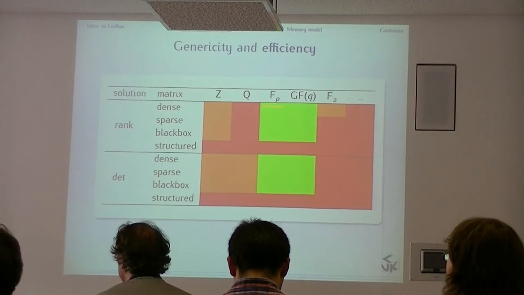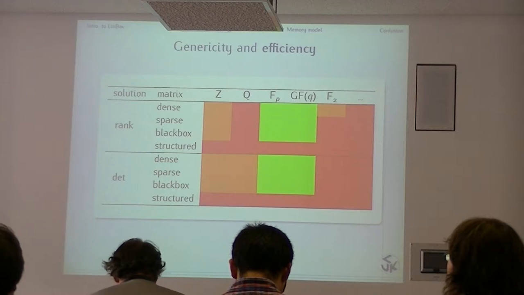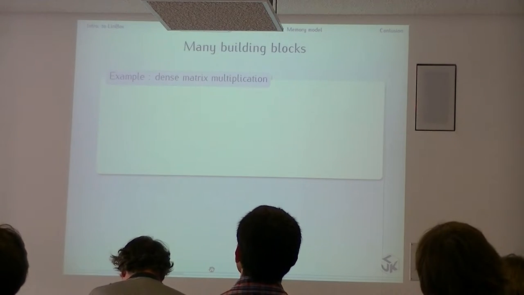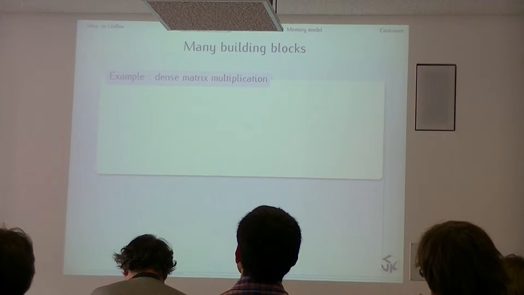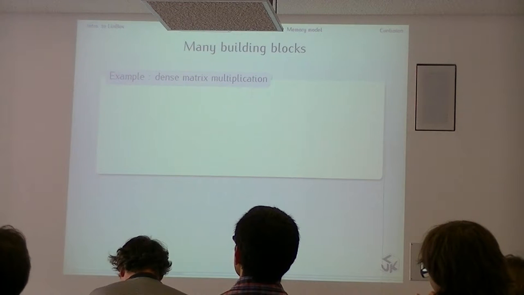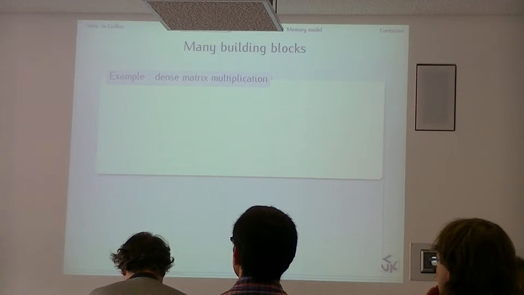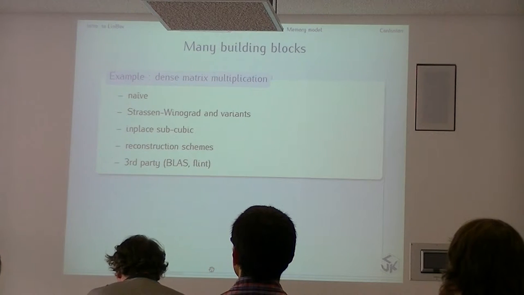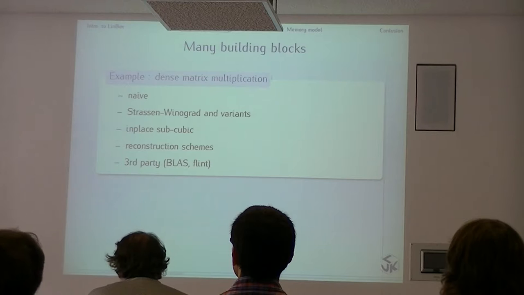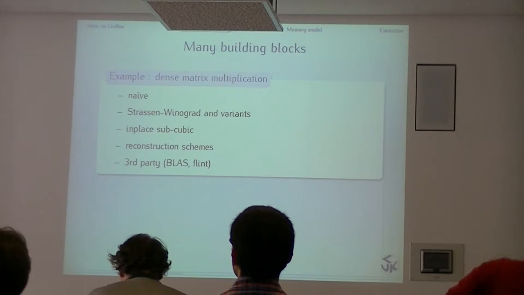Besides all this combination of matrices and fields, there is a big combination of algorithms, and there are many algorithms that we can use. Just take the simplest operation in linear algebra, one of the first ones we learned, matrix multiplication, dense matrix multiplication. Well, there is the naive triple loop. There are faster algorithms, different implementations of them. There are algorithms that come from other libraries. There is a huge variety of matrix multiplication algorithms that we can use and take advantage of.